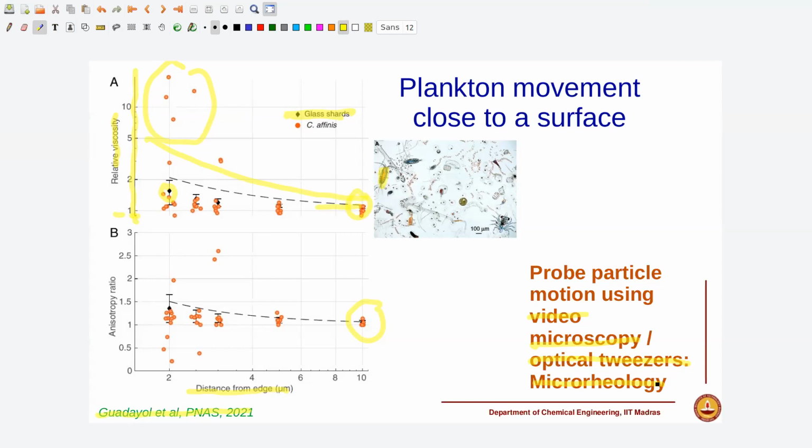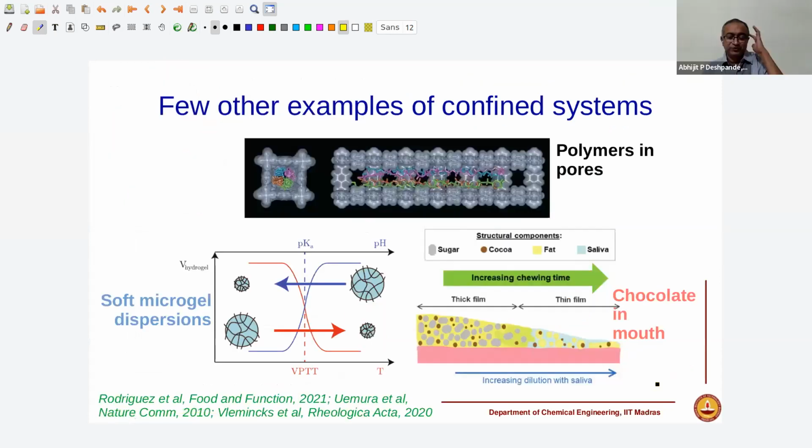There are a few examples which I wanted to end with before I speak about a couple of specific examples from our own work. You could have polymers in confined pore spaces. You could have very soft microgel dispersions, because the particles I spoke about earlier are basically silica or titania, hard particles, but you could have cross-linked hydrogel particles, which themselves undergo shrinking depending on pH, temperature, or confinement.